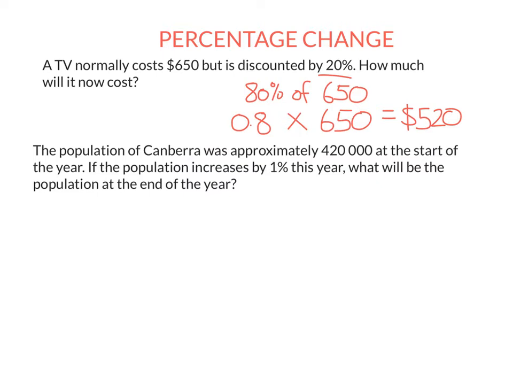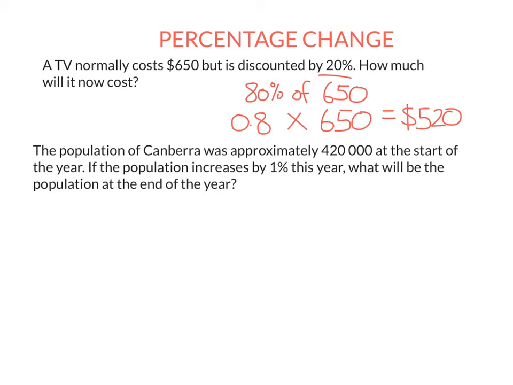So let's look at another similar question. The population of Canberra is approximately 420,000 at the start of January 2020. So if the population increases by 1% this year, what will be the population at the end of the year? I'm sure you're very smart and you can realize that this question, although it talks about the population of Canberra, that doesn't matter. All that matters is we want to increase 420,000 by 1%. So increasing by 1% means we want to find 101% of the original amount.